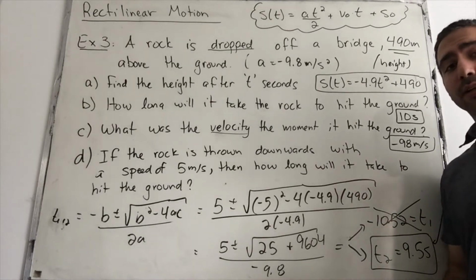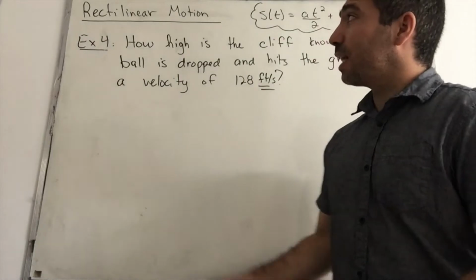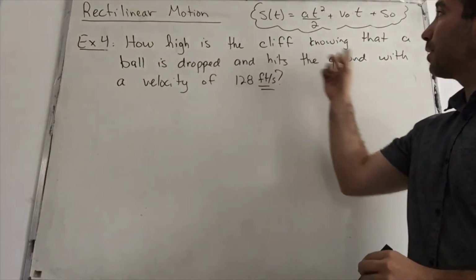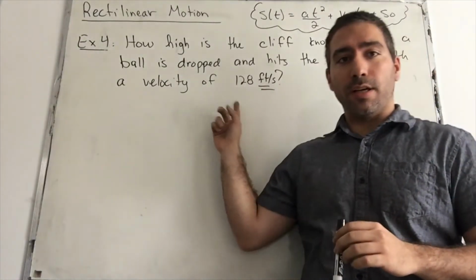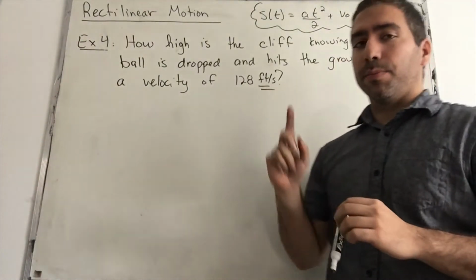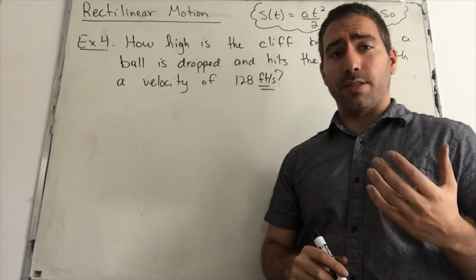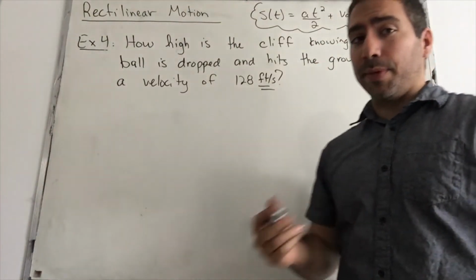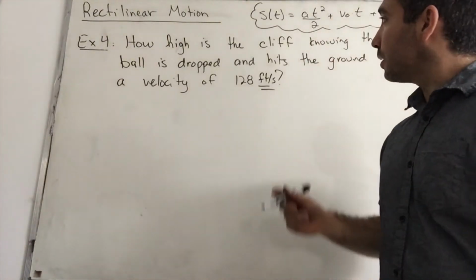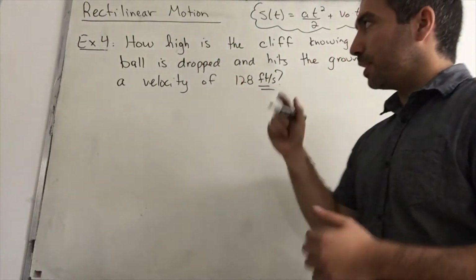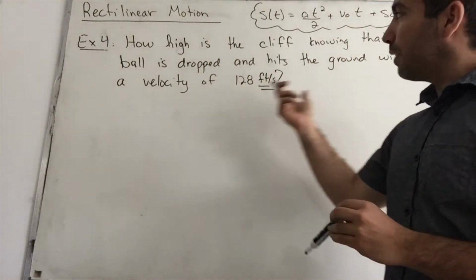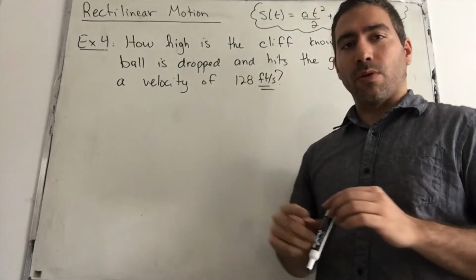Let's take a look at another example. In the next example over here, we have to find how high the cliff is, knowing that a ball is dropped off it and hits the ground with a velocity of 128 feet per second. The first thing you have to be careful for is the units. We're working with feet, not meters. And the other thing is we're looking for the height of the cliff, so the position. And all they really give us is just velocity. So how are we going to do this?